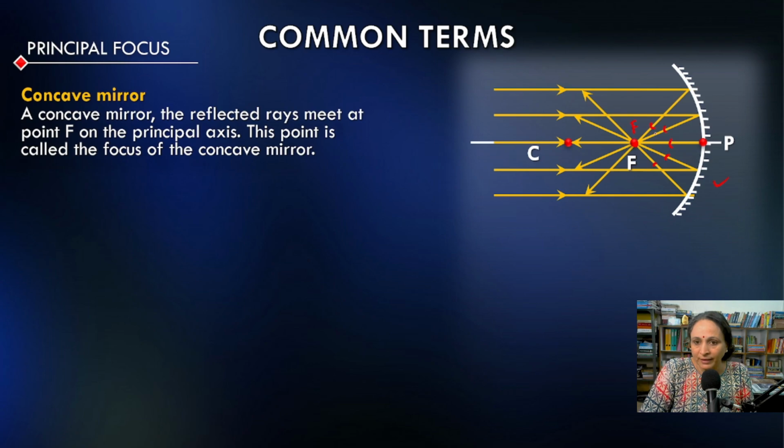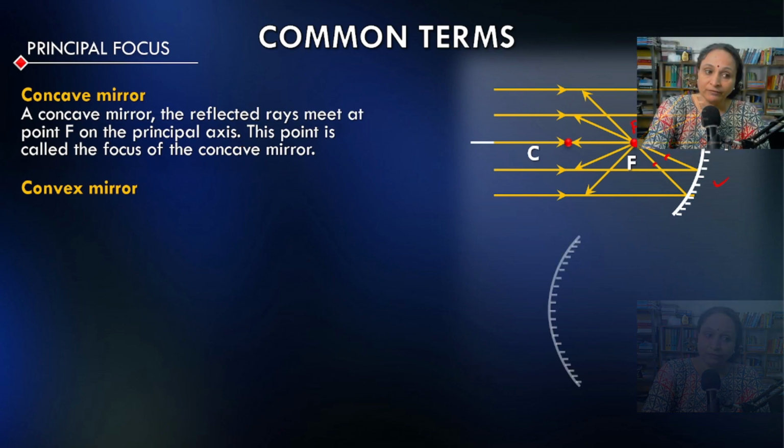All the rays are parallel to each other and parallel to the principal axis. After reflection, they are all meeting at one point. And this point where all the parallel reflected rays meet is called the focus. In a concave mirror, the reflected rays meet at a point F on the principal axis. This point is called the focus of the concave mirror.